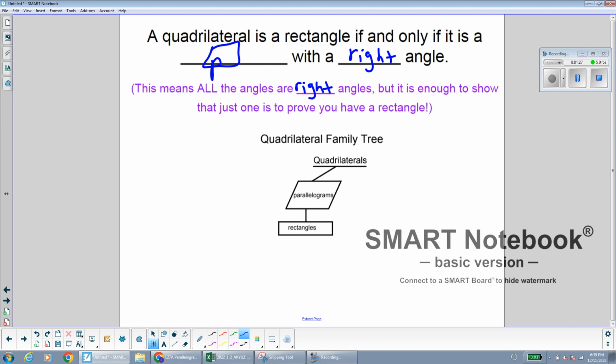So here we have our quadrilateral family tree, and branching off of parallelograms, we have rectangles. And once again, that's because a rectangle is a special kind of parallelogram. It is a parallelogram that has more special properties, like the fact that all of its angles are right angles.